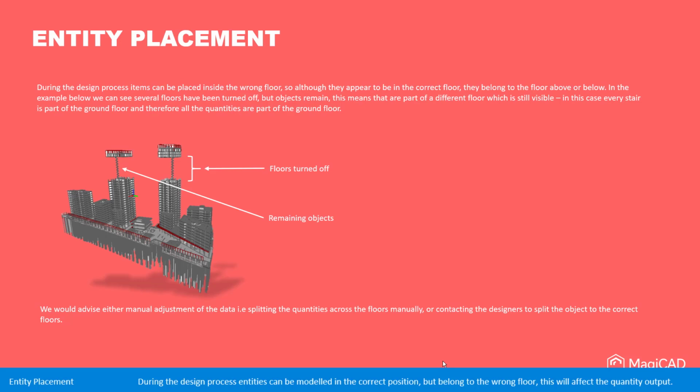The third common issue we'll be taking a look at today is entity placement. What we mean by this is during the design process, entities can be modeled in the correct position, but belong to the wrong floor. Now, this will affect the quantity output. A common example of this is you may have a core wall which is drawn only on the ground floor. And when you cycle through the following levels, you might find nothing on the first, second, third, and so on. So what this means is if you then go for a floor-by-floor breakdown, you'll find all of the quantities for the core wall on that one floor.